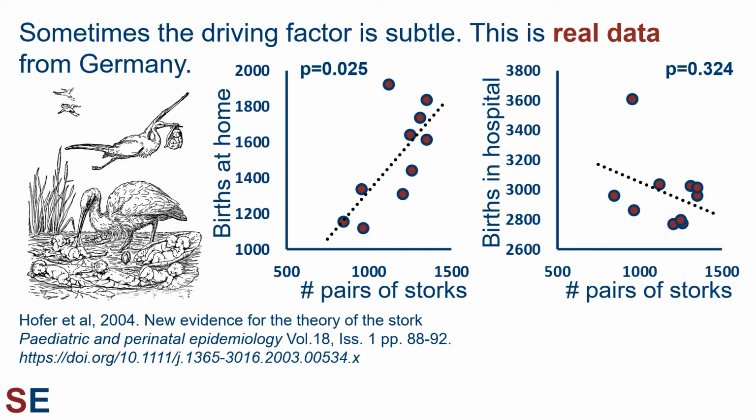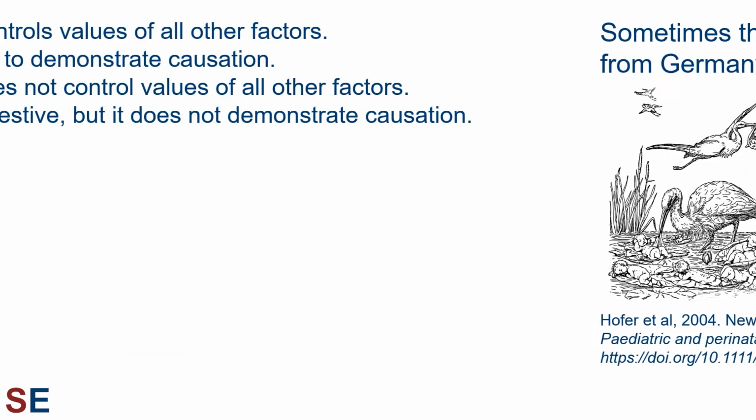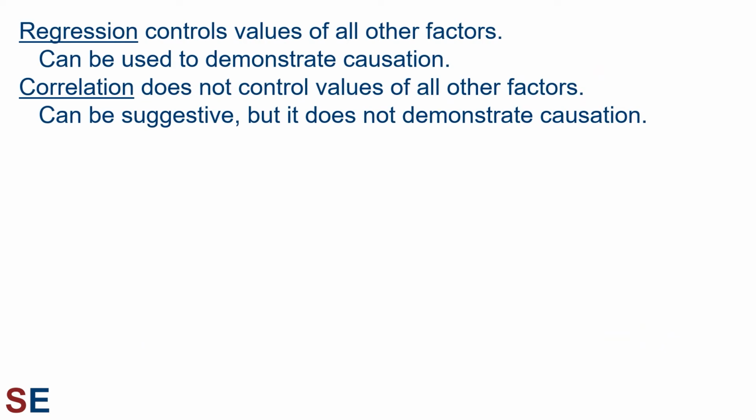There are plenty of examples of situations like this, an observable pattern between two things that suggests an explanation, but the truth is different. So in summary, regression controls the values of all other factors and therefore can be used to demonstrate causation. Correlation does not control for the values of all the other factors and therefore can be suggestive but does not necessarily demonstrate causation.